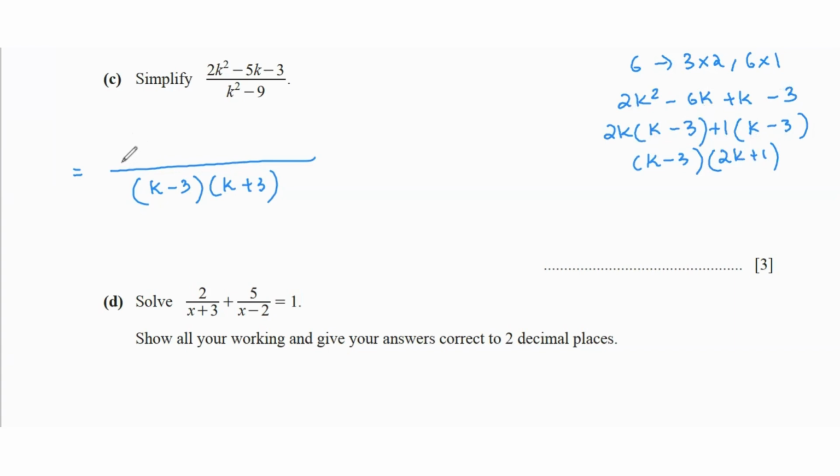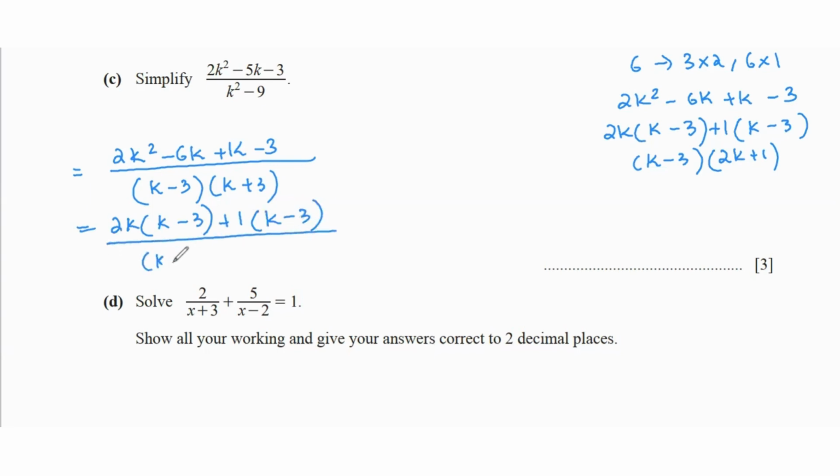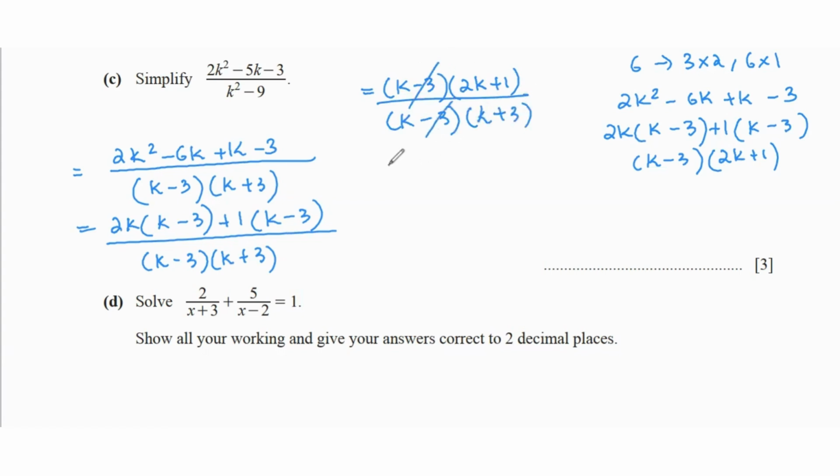So over here, we're going to have 2k squared minus 6k plus k minus 3, which is going to be 2k bracket k minus 3 plus 1 bracket k minus 3 over k minus 3 times k plus 3. That's going to be k minus 3 times 2k plus 1 over k minus 3 times k plus 3. K minus 3 gets cancelled out and we're left with 2k plus 1 over k plus 3. That's your answer.